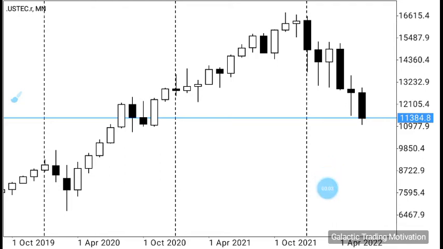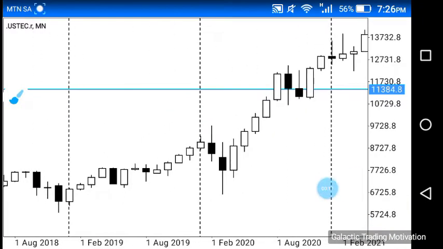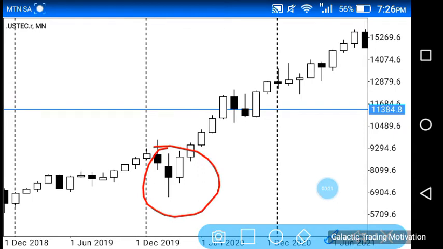Just a very quick analysis of NASDAQ 100. So just to recap, in my previous videos I spoke about this. In previous videos I spoke about this particular candle over here, which is a bearish candlestick with a small body and a long lower wick.